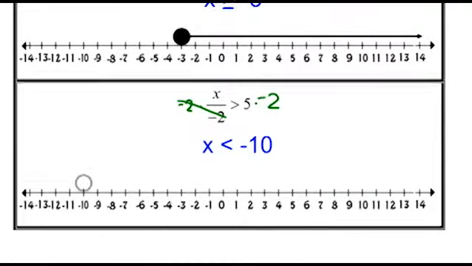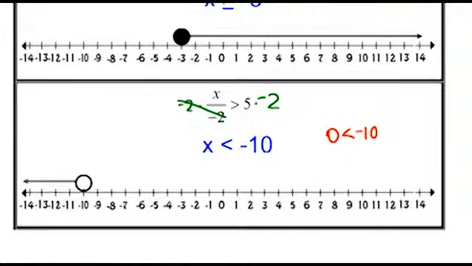Let's test a point to see which direction I'm going to point at. Let's try 0, because 0 is always easy to work with. Is 0 less than negative 10? That's a false statement. 0 is always greater than all negatives, less than all positives. So that's a false statement. I can't point at 0. I have to point away from 0. Okay, so 0 is to the right. I need to point to the left, the opposite direction.